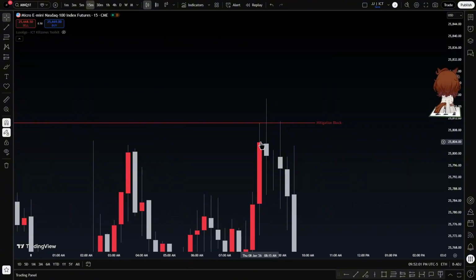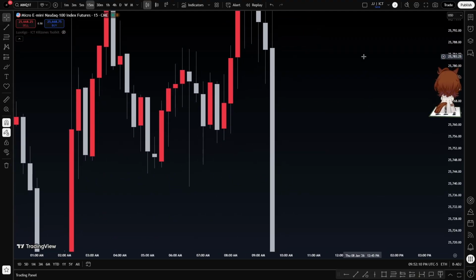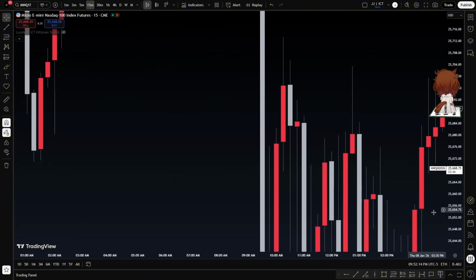Anyway, this PD array is very potent when it comes to its precision, reaction, and displacement. Just look at the displacement that comes after this. Oh my God, it goes literally through the screen, off the charts.